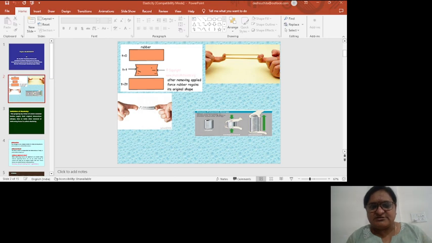that is elasticity. If there is a change in dimension, that is shape, size, or both shape and size, that is plasticity.